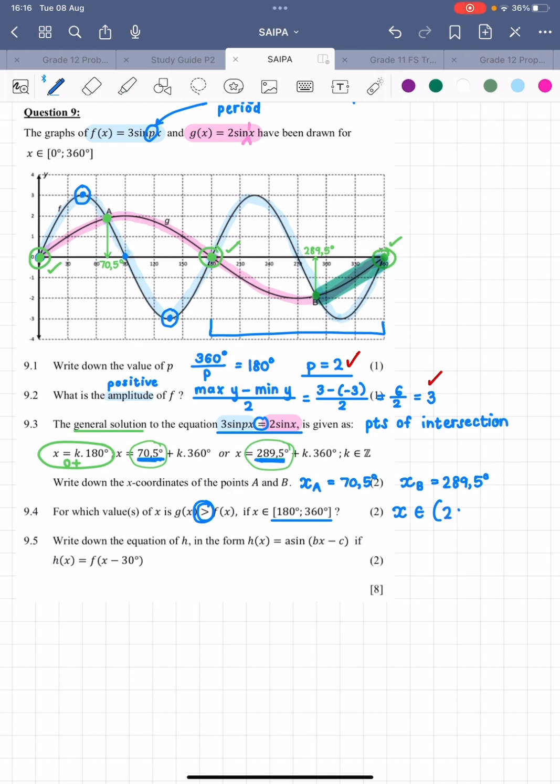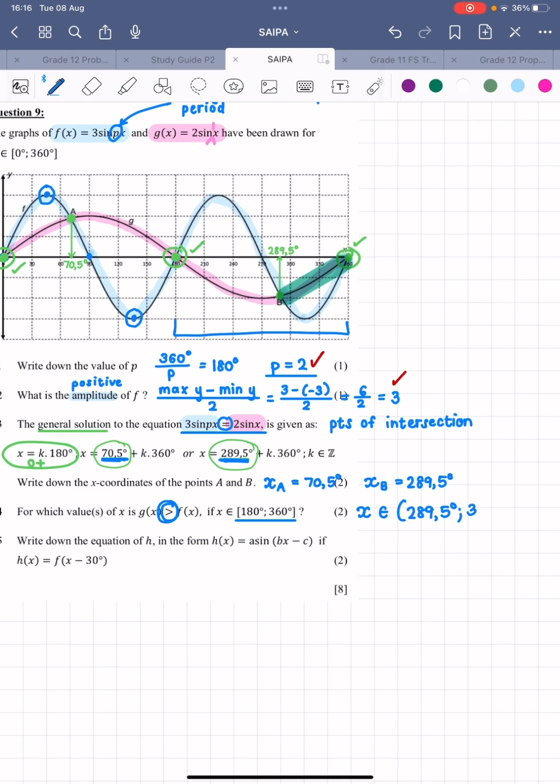So we're just going to say 289,5 with a round bracket in front of it to show that it's excluded. And then again, also 360, also with a round bracket, because at 360 degrees, those two graphs are also equal to each other. So again, we can't include that value. All right, so those two values not included.